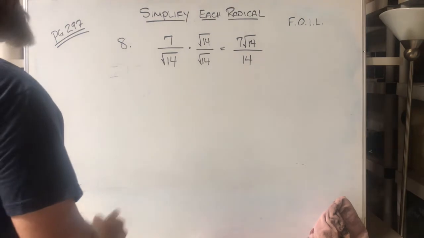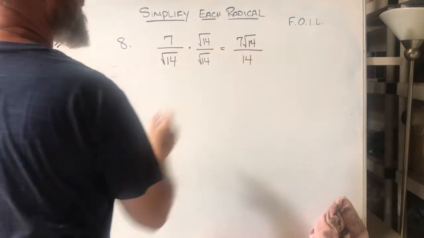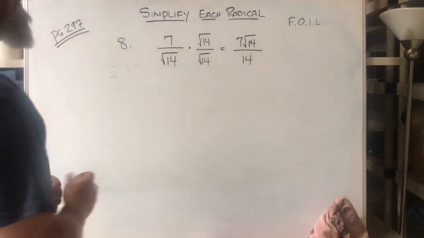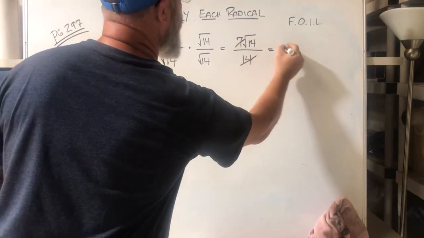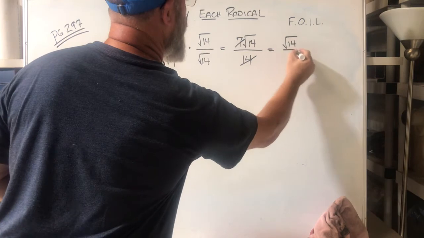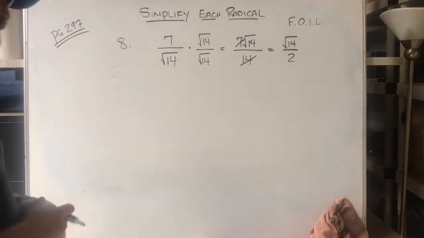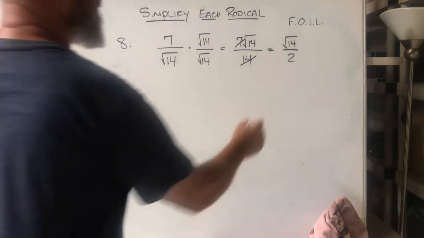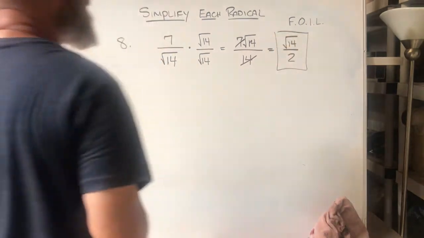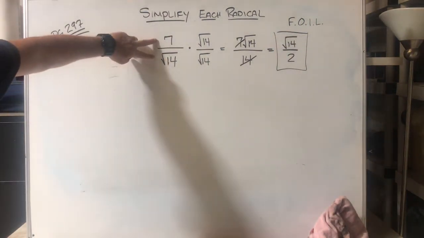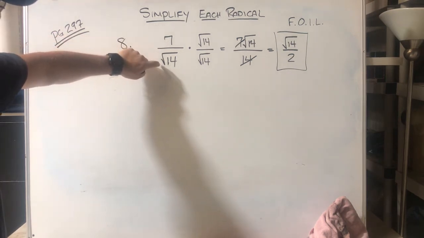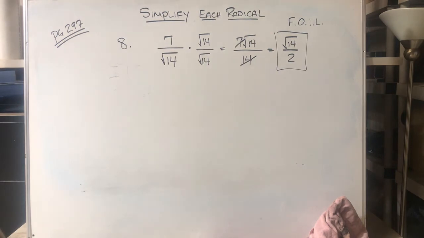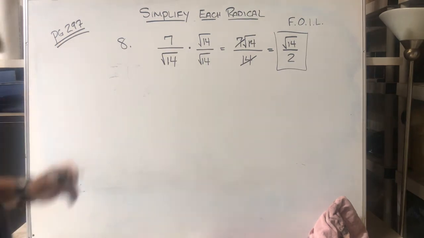All right? Now, does 7 go into 14? Yeah, it sure does. How many times? Twice. So that will equal square root of 14 over 2. And that is your answer. Square root of 14 over 2 is 7 over the square root of 14 simplified. Okay? We have to get that radical out of the denominator. Okay? So that's how you do number 8.